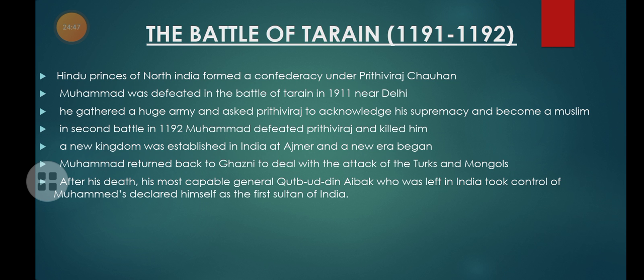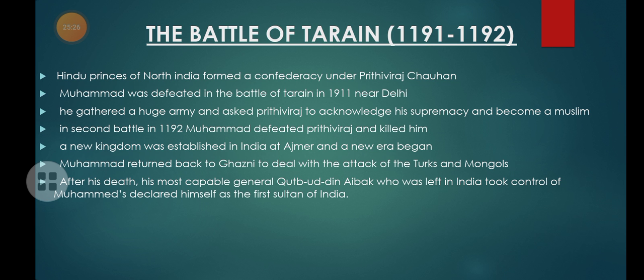This battle happened in a place called Tarain near Delhi, in 1191. So in this battle, what happened? The Muslims were defeated, and Prithviraj succeeded. He became the great victor. They chased the Muslims away from the Indian attack.